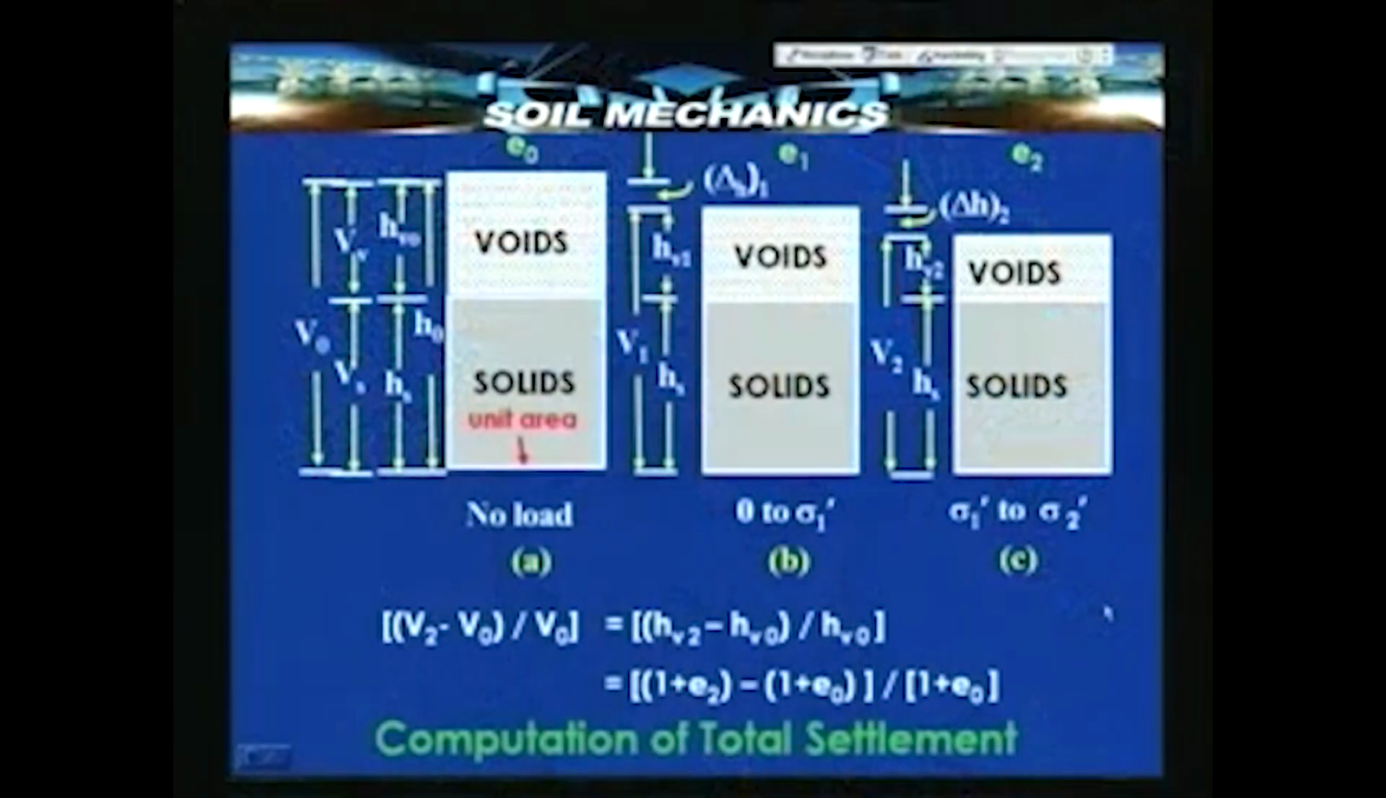See here, the solids and the voids which constitute an initial height of H0, the total height, where the solids have a height Hs and voids initially have a height Hv0. Let us now translate these heights into volumes. We know that the base area is unity, we are considering soil columns of unit area. These heights can be straight away translated into volumes.